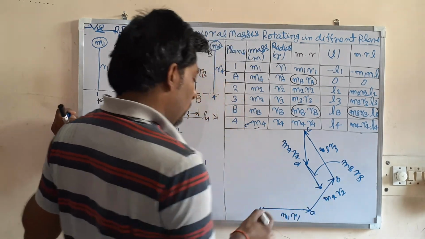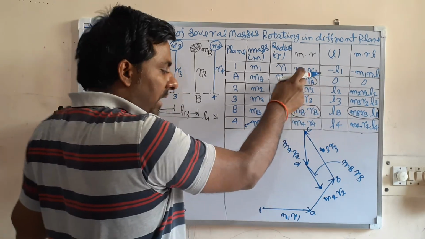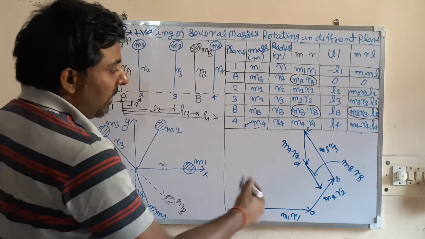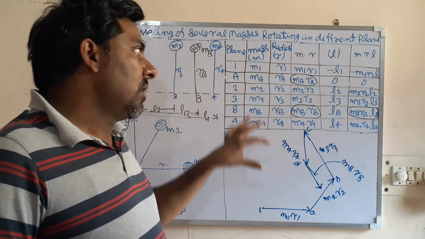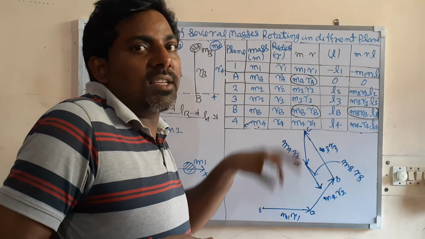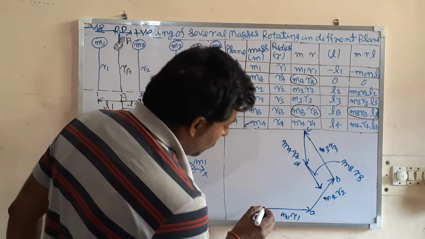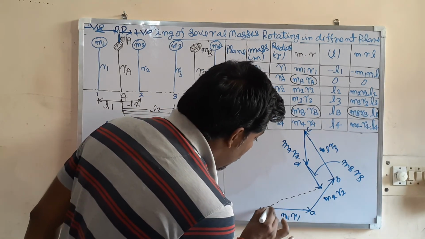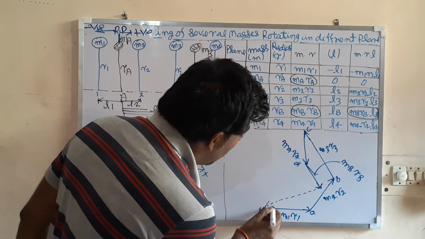Now this is the last. So this is the start of the vector. This is the last of the vector. And this unknown is remaining. So the closing side will be the unknown. Why are we closing it? Because the system of masses together with the balancing mass will be completely balanced. So the first polygon should be closed. So this closing side will be the unknown.